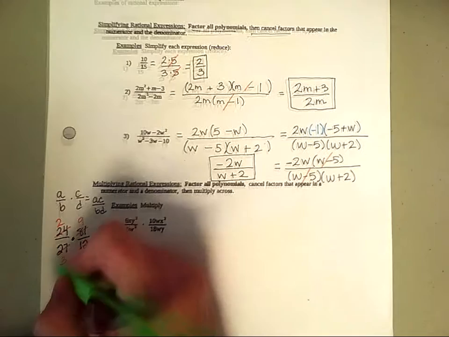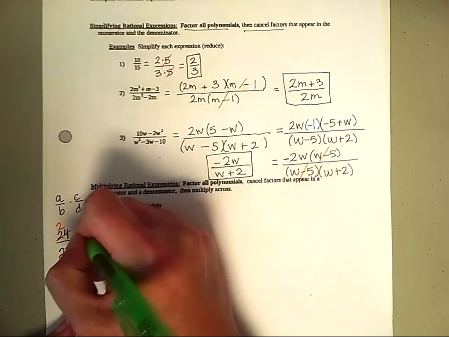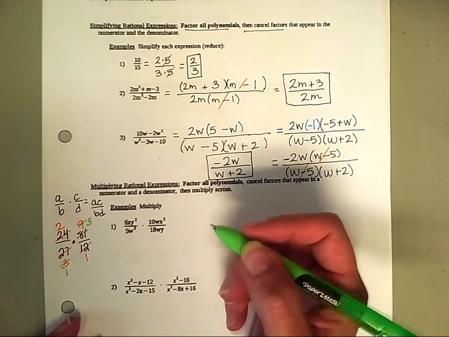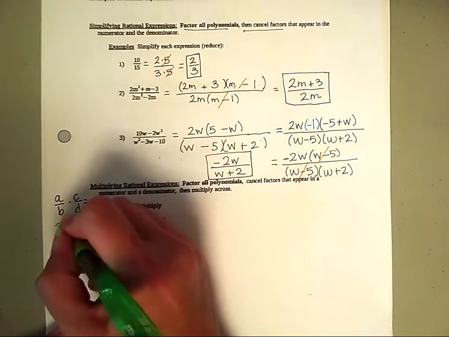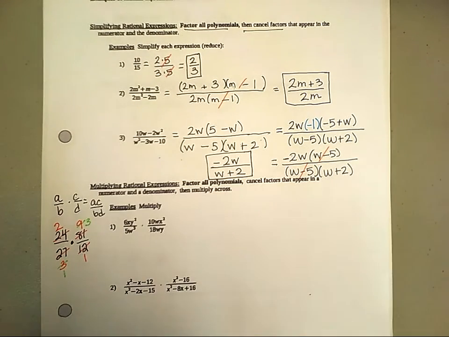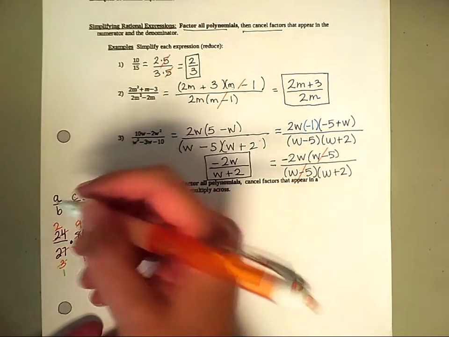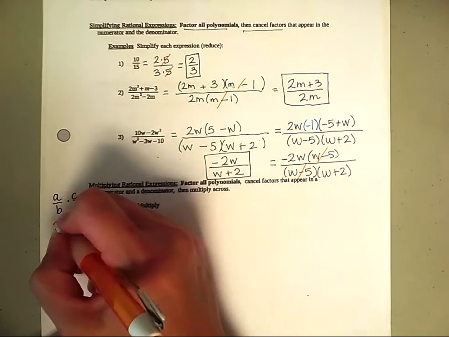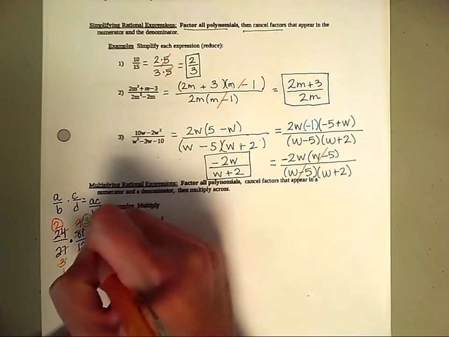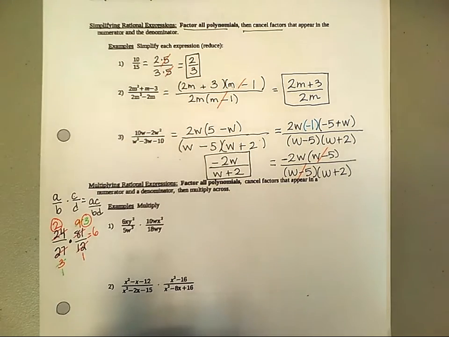But there's still some further canceling that could happen. 3 goes into itself once and into 9 3 times. So in the end, instead of doing the complicated factoring and complicated multiplication and then reducing, we can just say 2 times 3 is equal to 6.